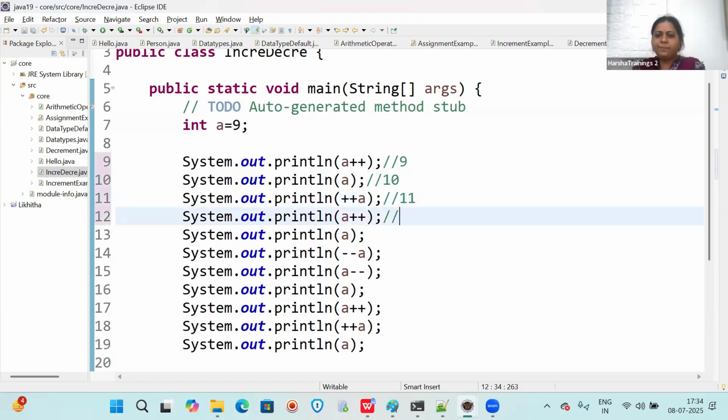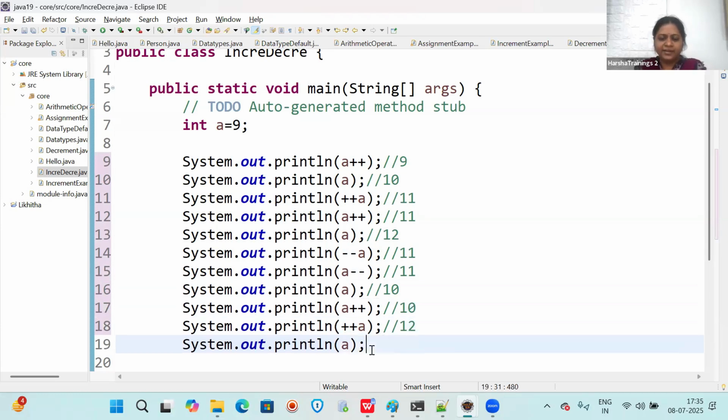So 11 plus plus means it will print 11, but the value of A will become how much? 12. Minus minus 12 means it becomes how much? 11. A value also will be 11. So now 11 minus minus means 11, but the value of A will be how much? 10. Okay, now 10 plus plus means 10, but the value of A will become how much? 11. Plus plus 11 means it should become 12. So again we are printing here, it will be 12. So this is the answer.